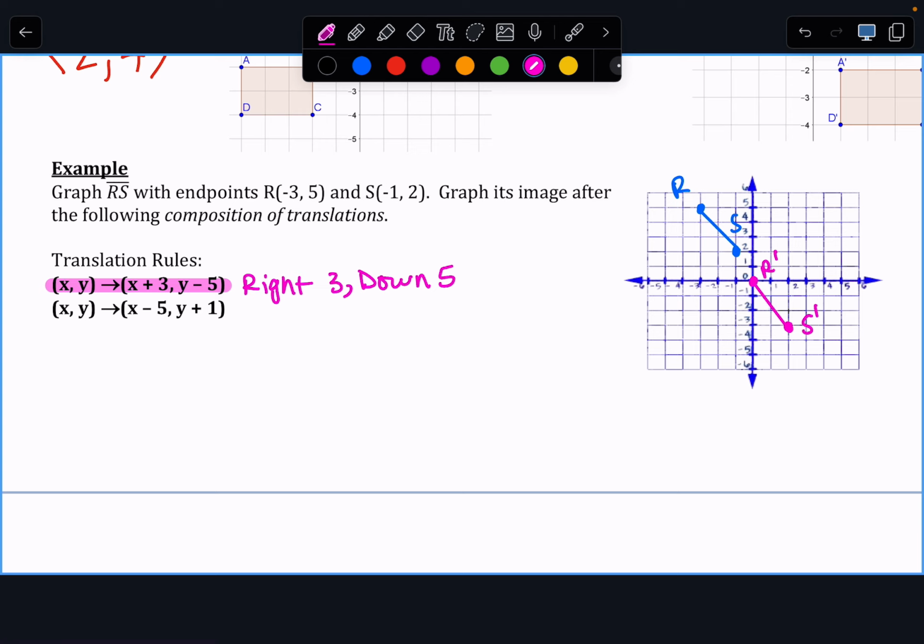Okay, so Conway's like, oh no, what are we going to do with the second one? We will make 2 little tick marks. So from that one, we need to go left 5 and up 1. So from our pink one, we need to go left 5 and up 1. Left 1, 2, 3, 4, 5 and up 1.